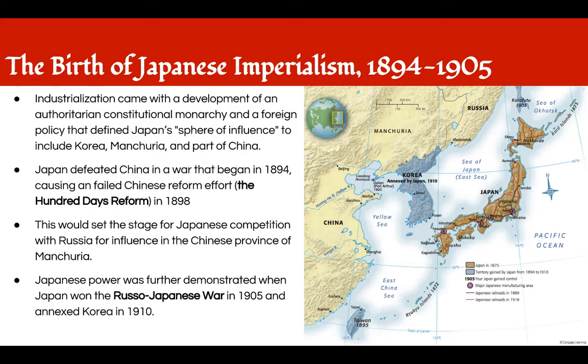In 1894, Japan defeats China in a war, and this basically causes another reform effort in China, which kind of fails. It's called the 100 Days Reform, and it really set the stage in defeating China for a competition between Japan and Russia over control of Manchuria, which is this region in northeast China that bordered Russia. Japanese power, though, is going to be further demonstrated as Japan defeats Russia in 1905 in the Russo-Japanese War. And in 1910, Japan would annex Korea.